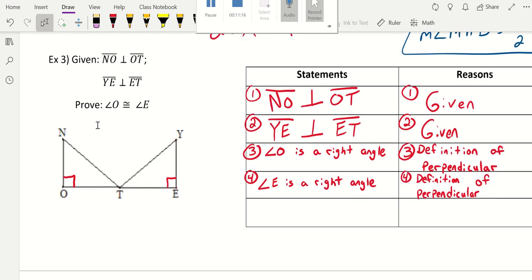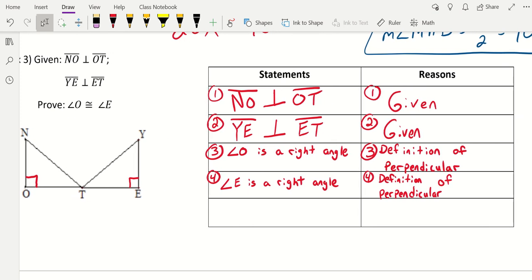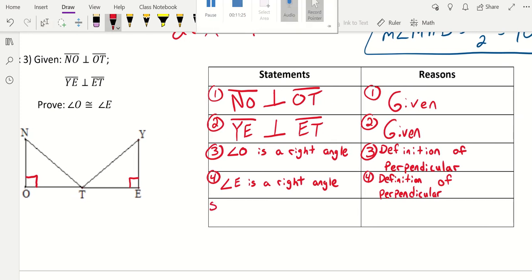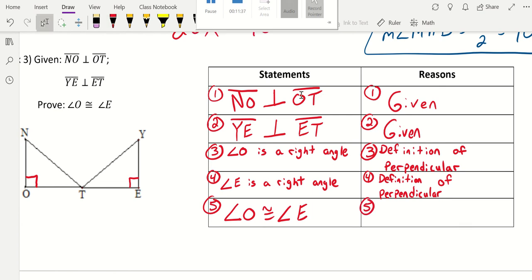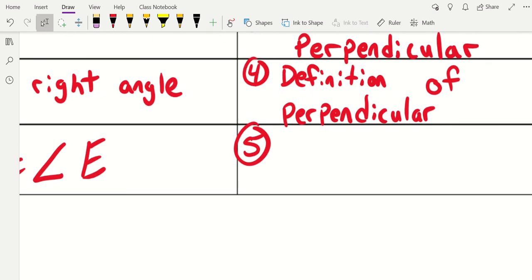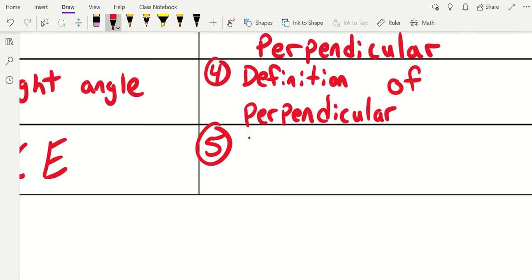Finally, are we able to show, or prove, I should say, that angle O is congruent to angle E? Are we now able to conclude that? And we are. So that's our final statement. Remember, whatever it is you're trying to prove is always going to be your final statement. Angle O is congruent to angle E. And you might not get this, but try to come up with a reason. Think about it. You have to write it down, but think about what that reason might be. How do we know angle O is congruent to angle E? The reason we're going to use is all right angles are congruent.